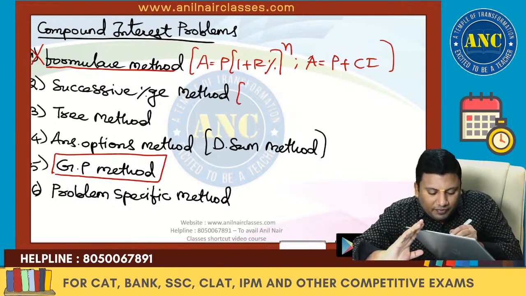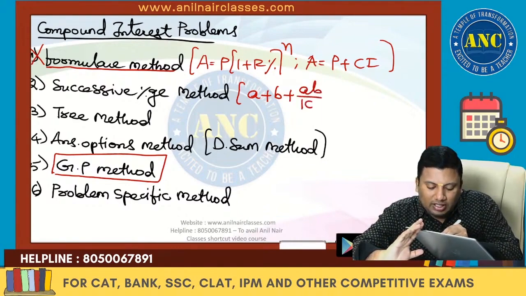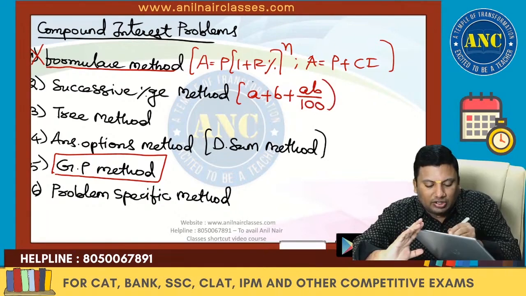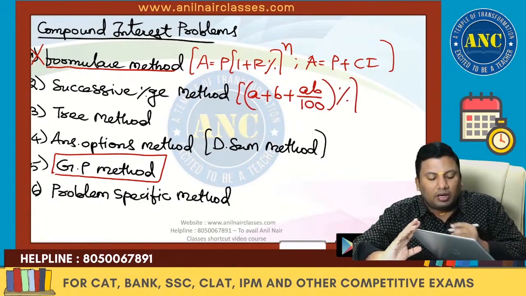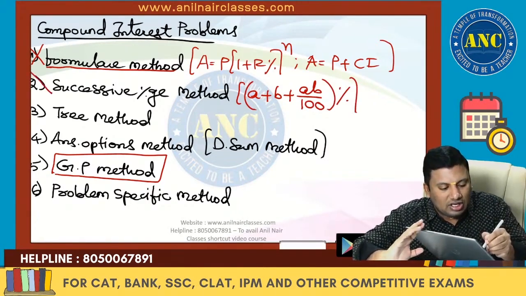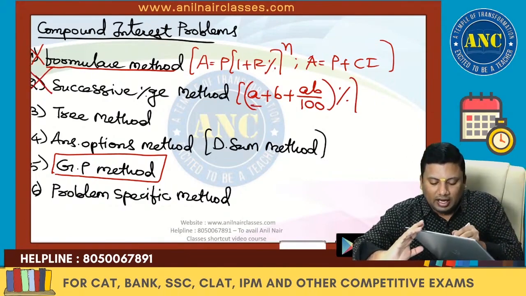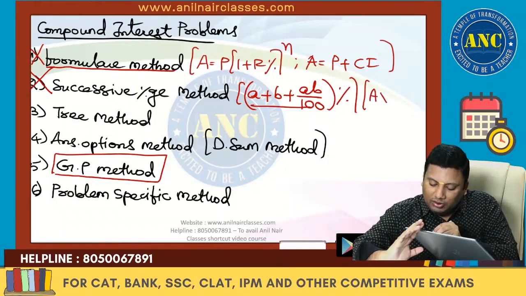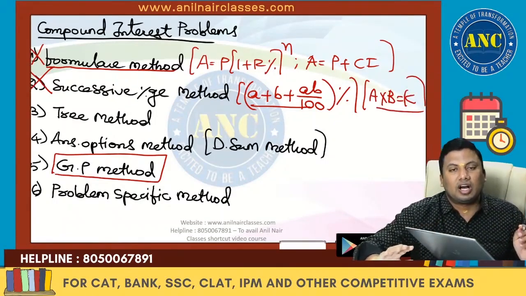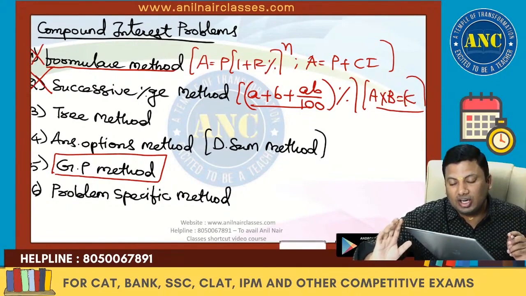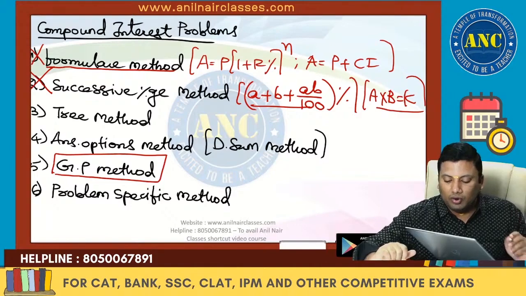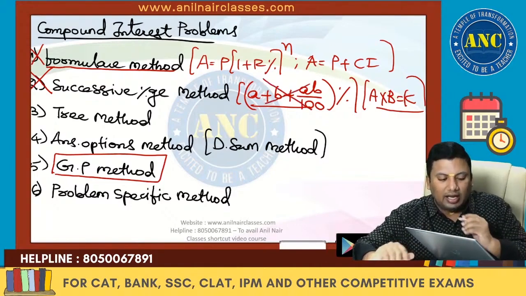Probably very few sincere and smart students are using this method. Next is the successive percentage method, A plus B plus AB by 100 percentage method. This method also a good number of people are using, and this is also an outdated method, right? What is the concept we are using? Instead of this one, product of two parameters is constant. Go back and see session number 2. You will understand how this formulae method can be eliminated.